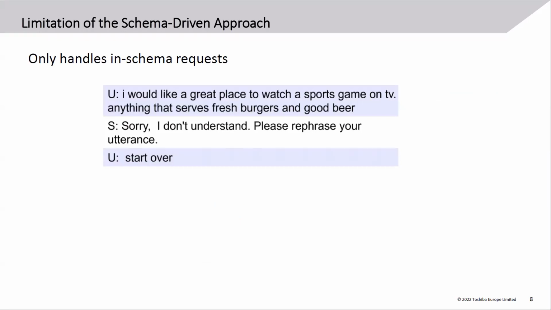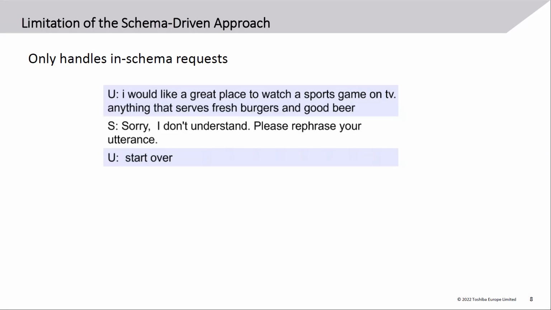However, the limitations of this approach are that it only handles in-schema requests. So if a user says something that is outside of the database schema, and the user may not know what the underlying database schema is, they may search for something more flexible. Like, I would like a great place to watch a sports game on TV. Anything that serves fresh burgers and good beer. So this type of utterance would not be handled by a schema-driven dialogue system.